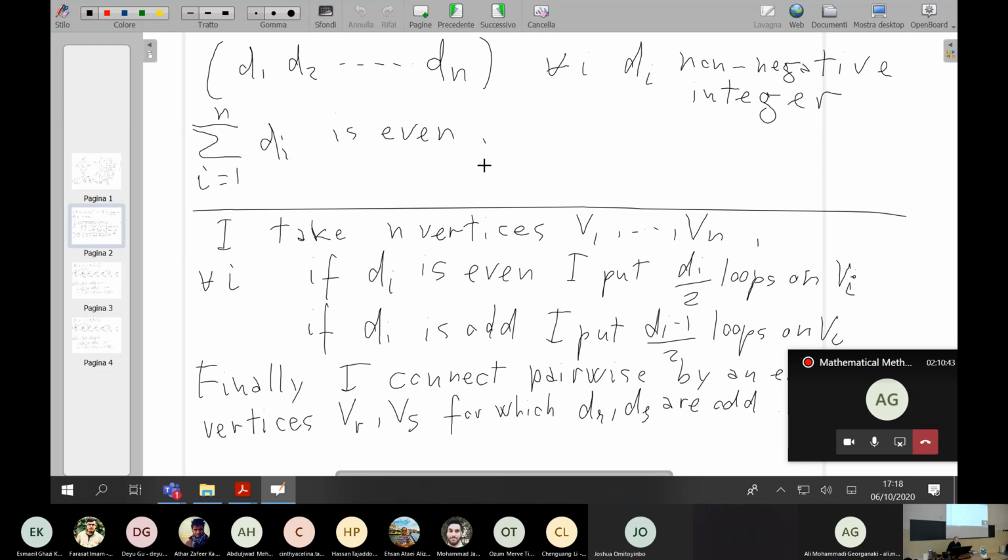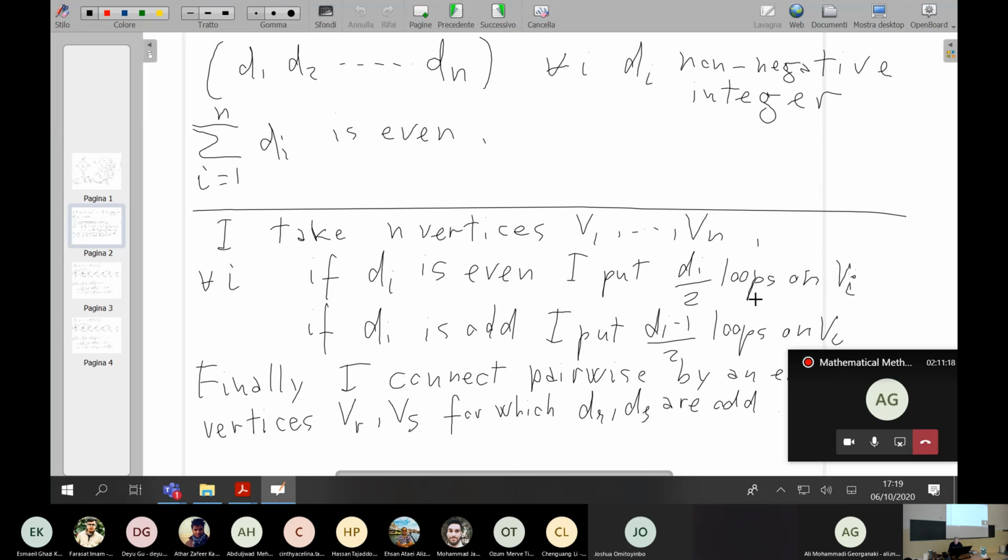Okay? Okay, so what is the procedure? This could become a computer program. Do you see what I mean? Okay, so I take one by one these numbers. If the number I'm taking is even, okay, D1 is even, then on V1 I put half of D1 loops. Why? Because each loop counts for 2 in the degree. Don't forget that.